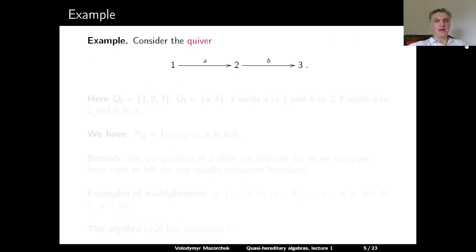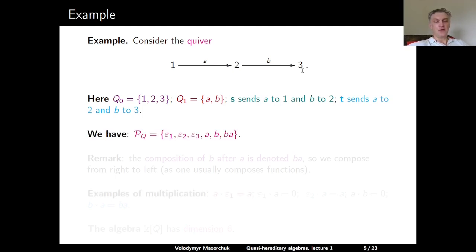Here is an example. Here we have a quiver with 3 vertices 1, 2, and 3, and 2 arrows, a from 1 to 2 and b from 2 to 3. So our set Q0 consists of 1, 2, and 3. This is the set of vertices. Our set Q1, the set of arrows, consists of a and b. The source map sends a to 1 and b to 2. That's because a starts from 1 and b starts from 2. And the target map sends a to 2 and b to 3. That's because a goes to 2 and b goes to 3.